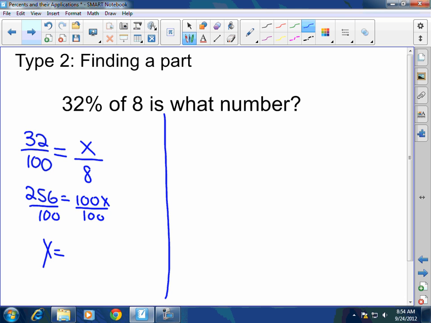Remember the trick that I told you guys. When you're dividing by multiples of 10, you move the decimal to the left as many places as there are zeros. When you're multiplying by multiples of 10, you move the decimal to the right as many places as there are zeros. Yes, sir.